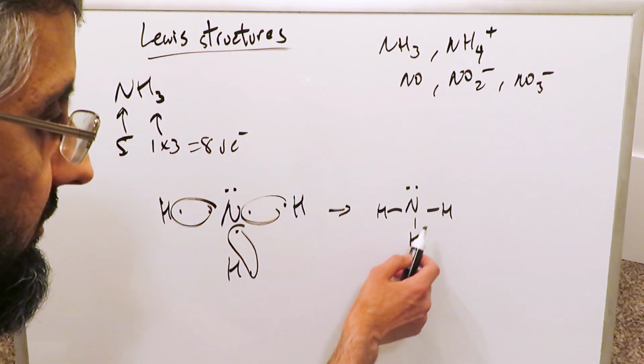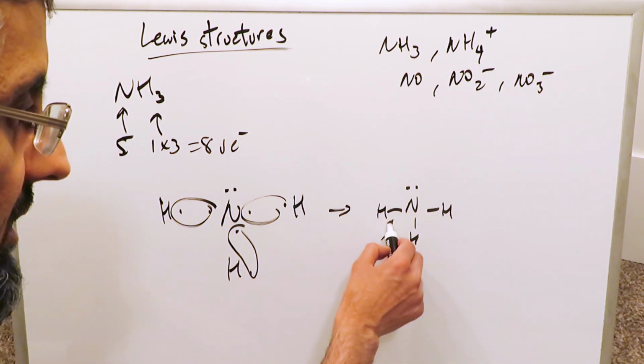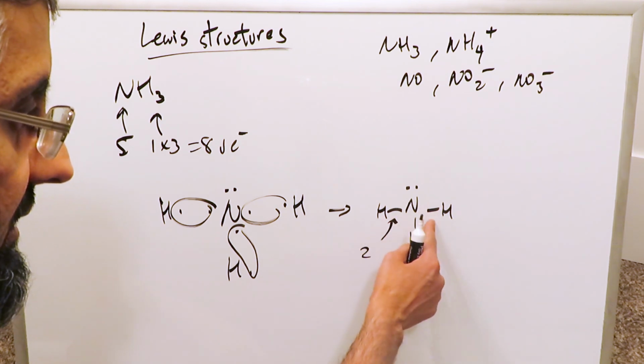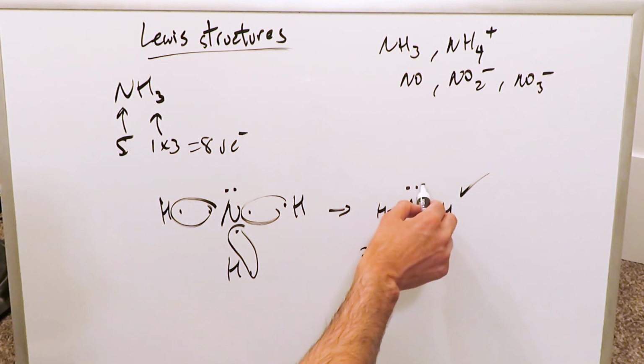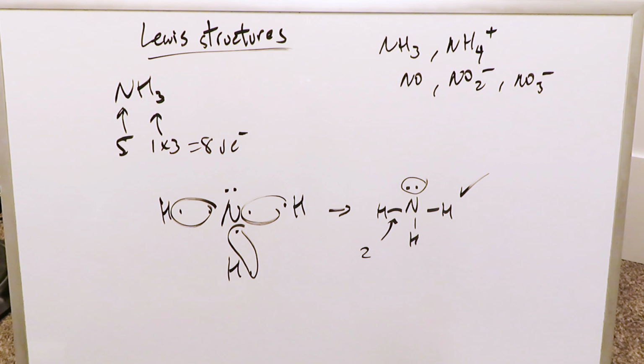You have 1, 2, 3, 4, 5, 6, 7, 8. Remember, each bond here represents 2. You have 2 times 3, 6, 7, 8, 8 electrons, and this structure here is good. Remember, normally nitrogen likes to have a lone pair of electrons. That's just the nature of nitrogen, and you keep that in mind when you're doing your Lewis structures.